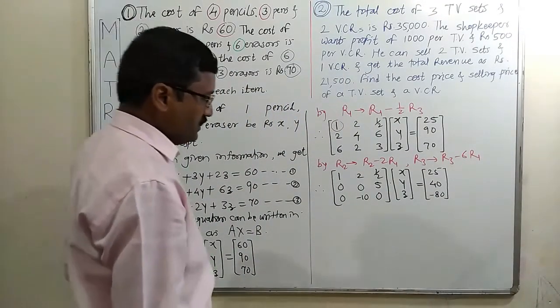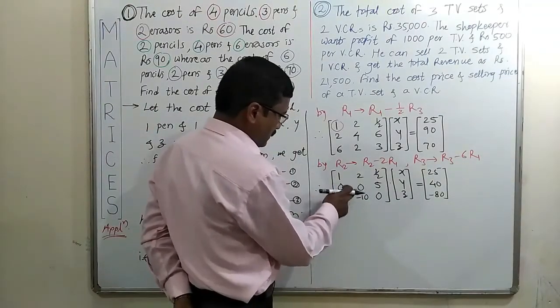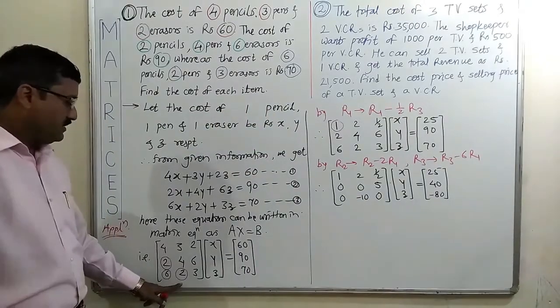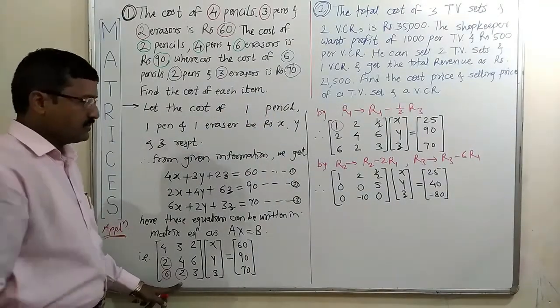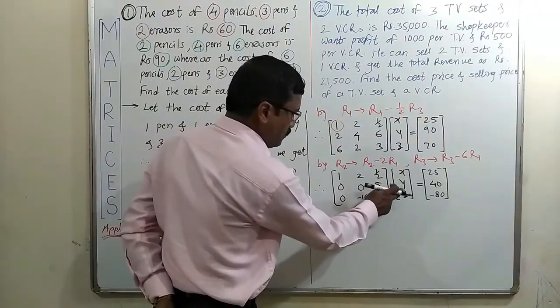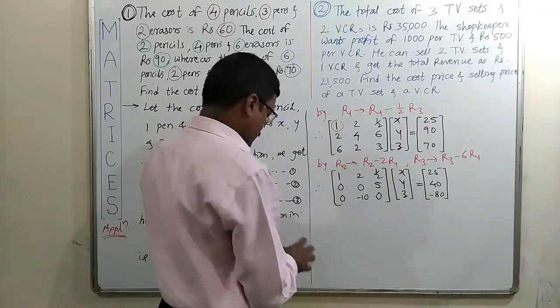Now what do we want? If we interchange these two rows, then 0 will occur at this position, because we need 0 at this third row, second column position. So just interchange these two. At the same time, interchange these two elements also, because we are changing rows.